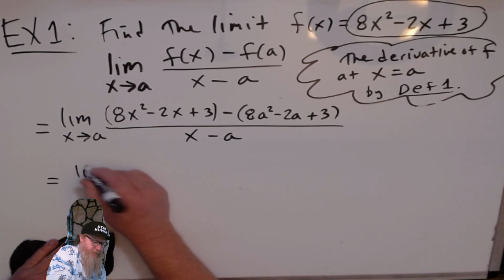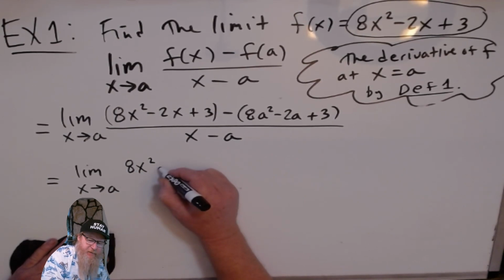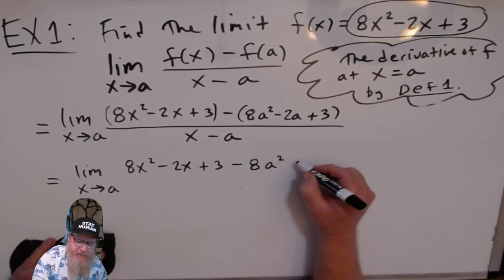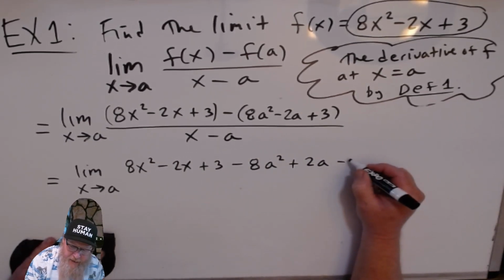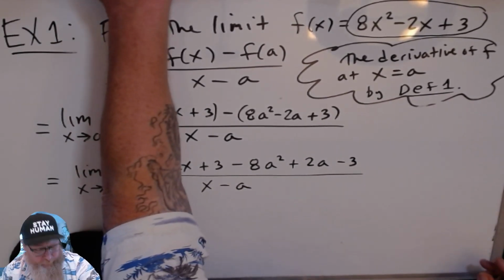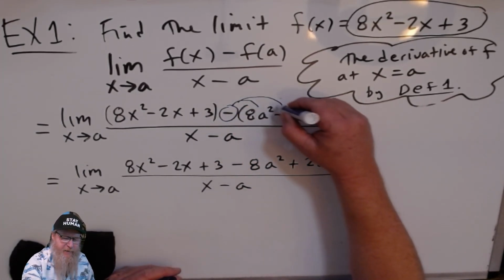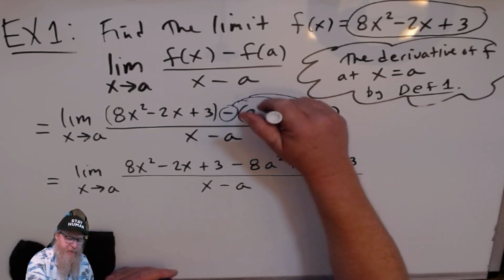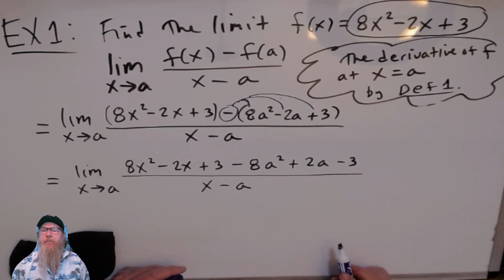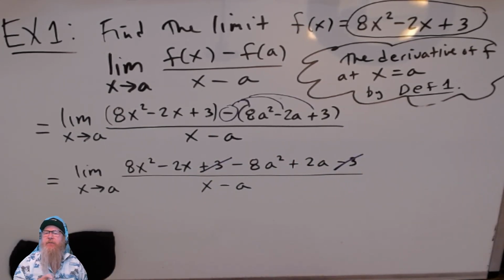That's equal to the limit as x approaches a, 8x squared minus 2x plus 3 minus 8a squared plus 2a minus 3. Right? We've done this before. When you distribute the negative, it changes the signs here. So this 8 becomes negative 8, positive 2, and negative 3. You also get a little bit of canceling. Negative 3 and positive 3.